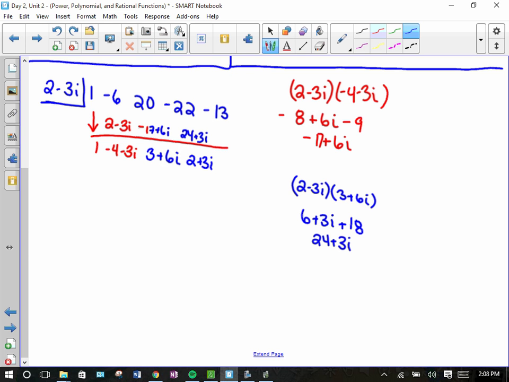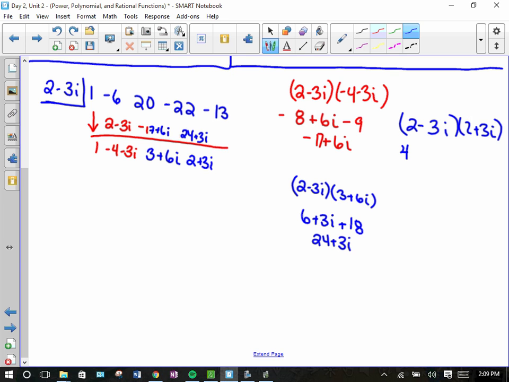That's cool. Because now I see 2 minus 3i, 2 plus 3i, those are also conjugates. So that means all the i's are going to go away. Okay? So we're going to have 2 minus 3i times 2 plus 3i. That's going to be 4. 2 times 3i is 6i. Negative 3i times 2 is negative 6i. Those cancel out.